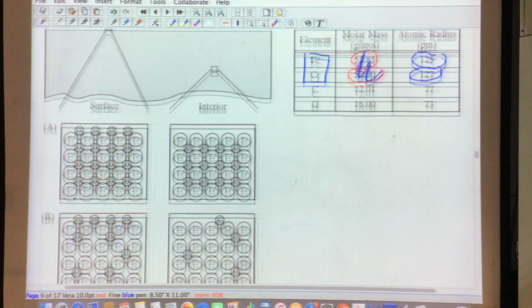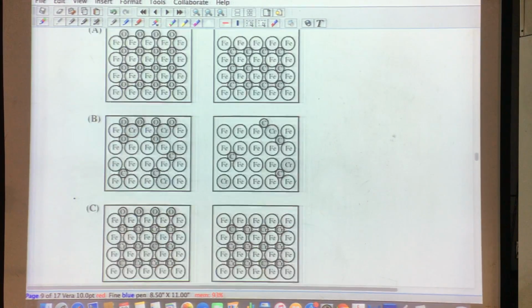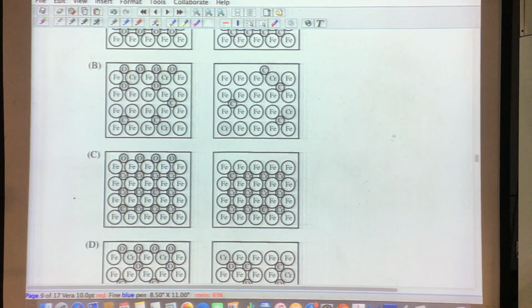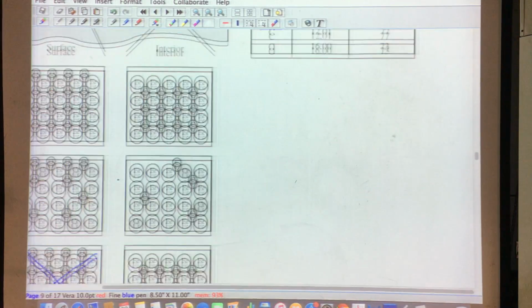If I look at my choices, where is it where I have chromium getting in between because it's too small? Look at C. I'm going to get rid of C because chromium is about the same size as iron. It would take the place. It wouldn't go in between. So that's why C is gone already.